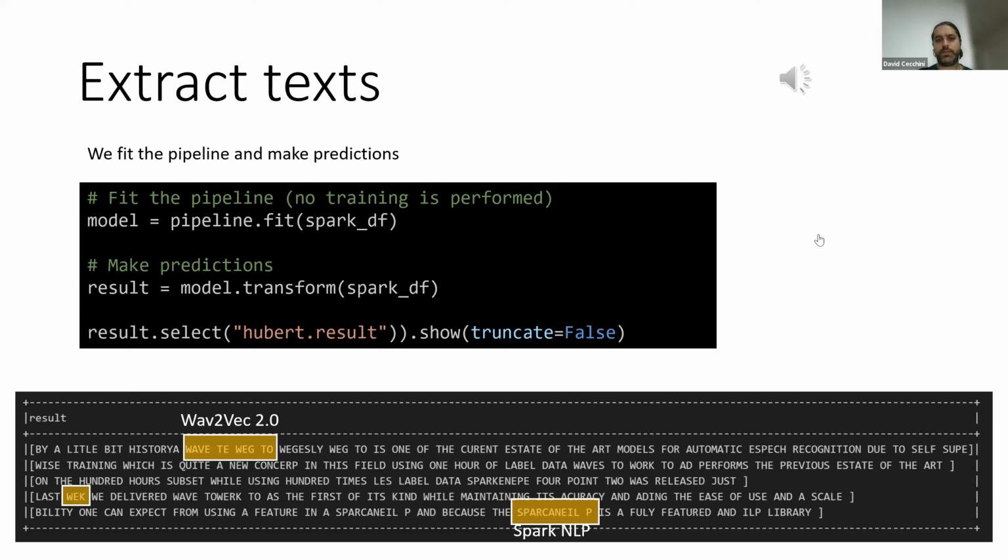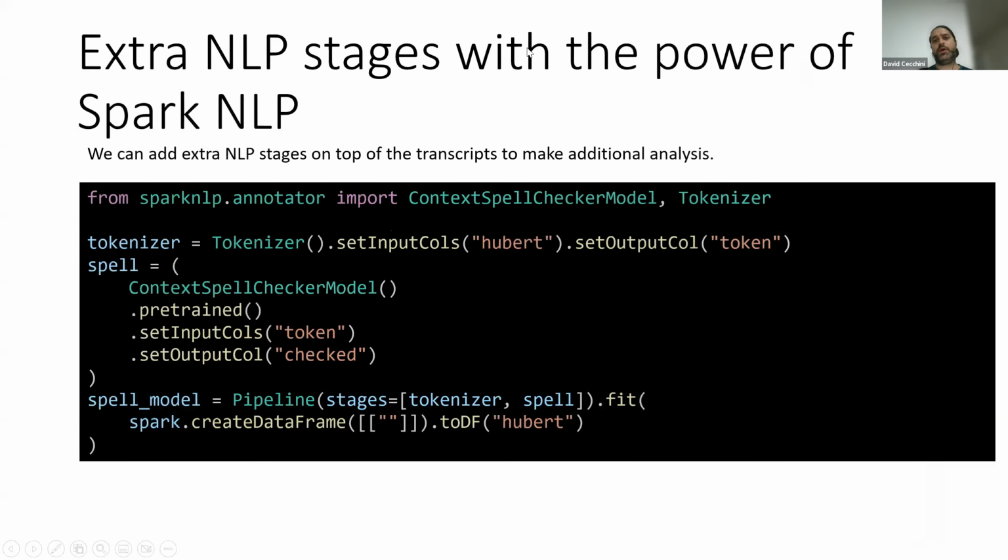A new concept in this field, using one hour of labeled data. Since we are using Spark NLP, we have text that was extracted from the audio. We can use all of those 100 annotators and perform additional analysis. I will just show how to use the context spell checker so that we can try to correct some of the mistakes that were made and maybe have a better model.